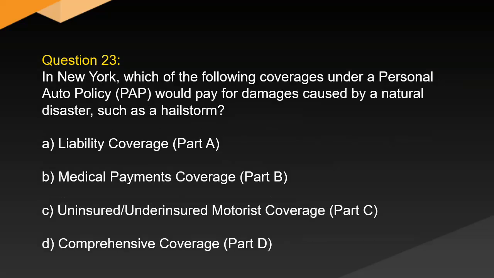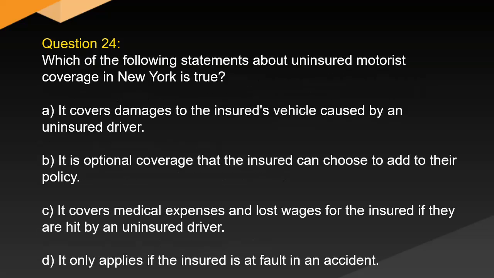Question 23. In New York, which of the following coverages under a personal auto policy, PAP, would pay for damages caused by a natural disaster such as a hailstorm? A. Liability coverage, Part A. B. Medical payments coverage, Part B. C. Uninsured underinsured motorist coverage, Part C. D. Comprehensive coverage, Part D.